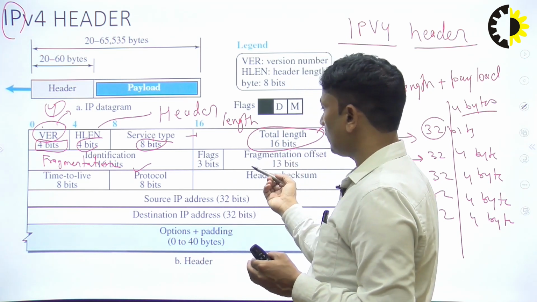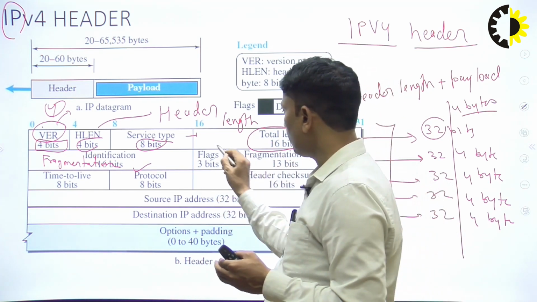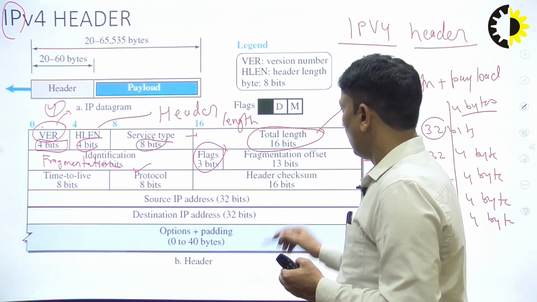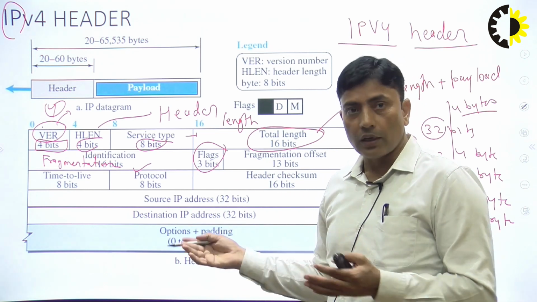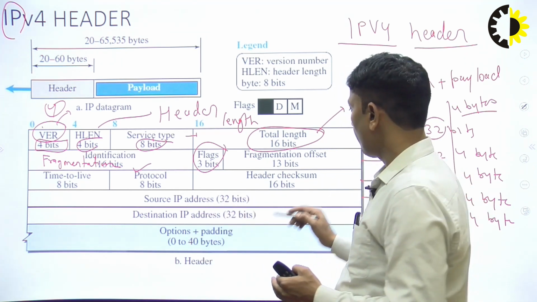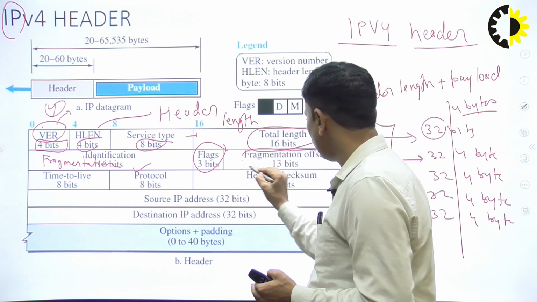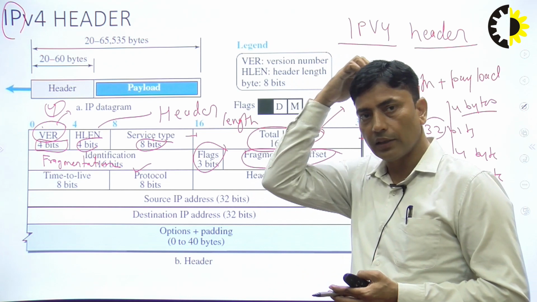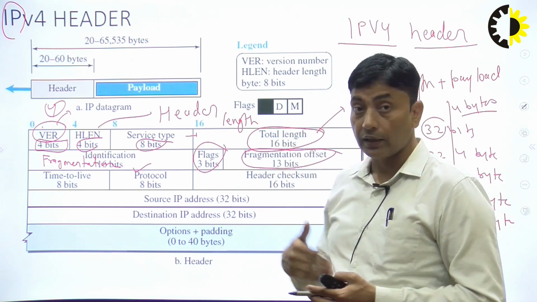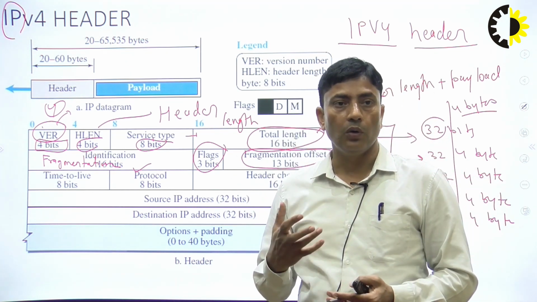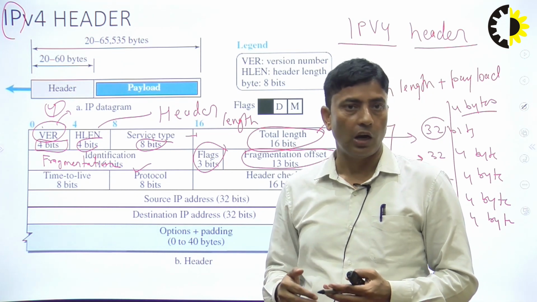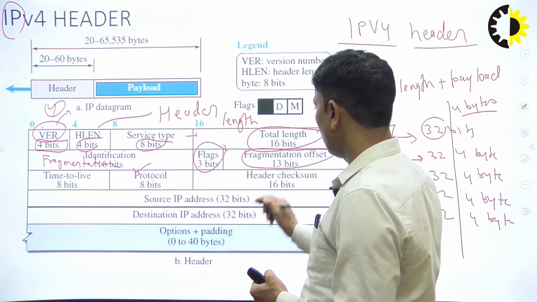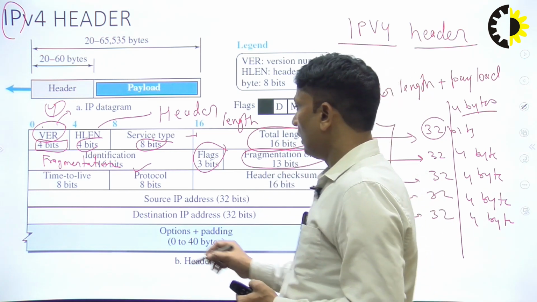Then the next 16 bit is divided into 2 parts. First 3 bit is for the flags that provide some control information that is used by the router during the communication. Then the 13 bit is the fragmentation offset. Fragmentation offset tells how many fragments ahead this particular fragment is of the current fragment. Okay, 13 bit, this is the offset.